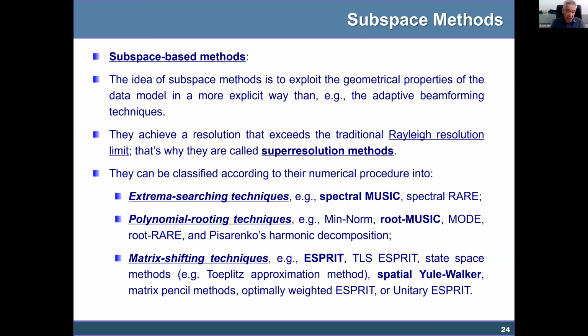So subspace-based methods are model-based methods that exploit the properties of the covariance matrix of the data and achieve a resolution that is better than the resolution of the classical methods, so better than the Rayleigh limit. For this reason, they are called super resolution methods.